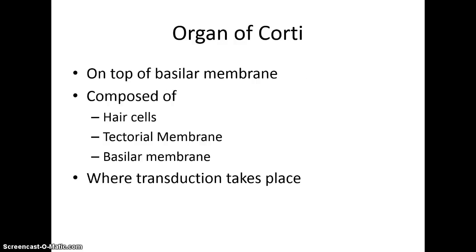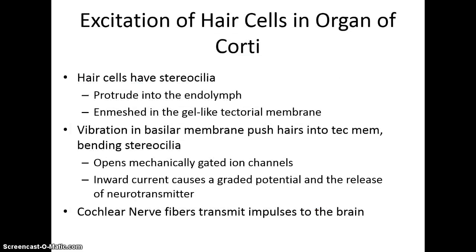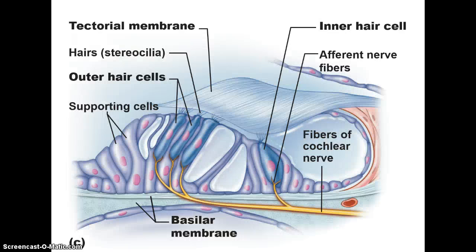So sitting on top of the basilar membrane is the organ of Corti. It is composed of hair cells, a tectorial membrane, and then the basilar membrane itself. As I said, this is where transduction of sound takes place. So here is your basilar membrane. You have a number of hair cells along with a tectorial membrane. So I am going to leave this slide up for a couple minutes and read over or talk about the text on the next slide, which should be this slide here. But we're going to leave that up.